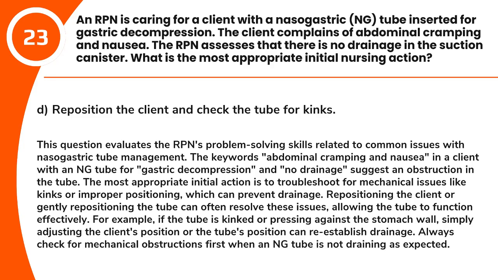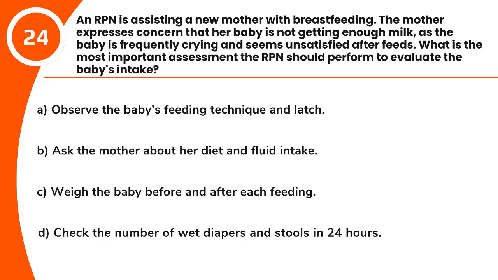Repositioning the client or gently repositioning the tube can often resolve these issues, allowing the tube to function effectively. For example, if the tube is kinked or pressing against the stomach wall, simply adjusting the client's position or the tube's position can re-establish drainage. Always check for mechanical obstructions first when an NG tube is not draining as expected. Question 24. An RPN is assisting a new mother with breastfeeding.